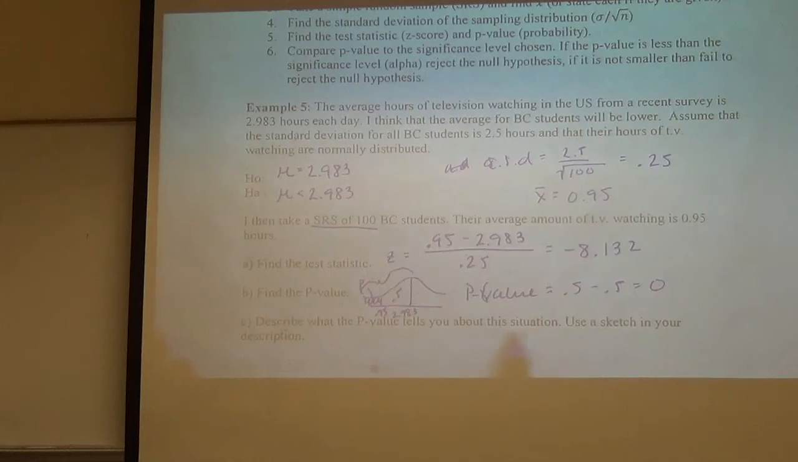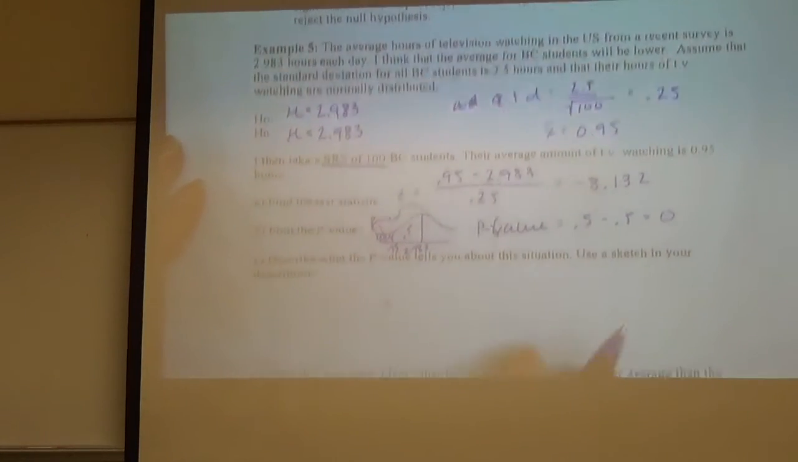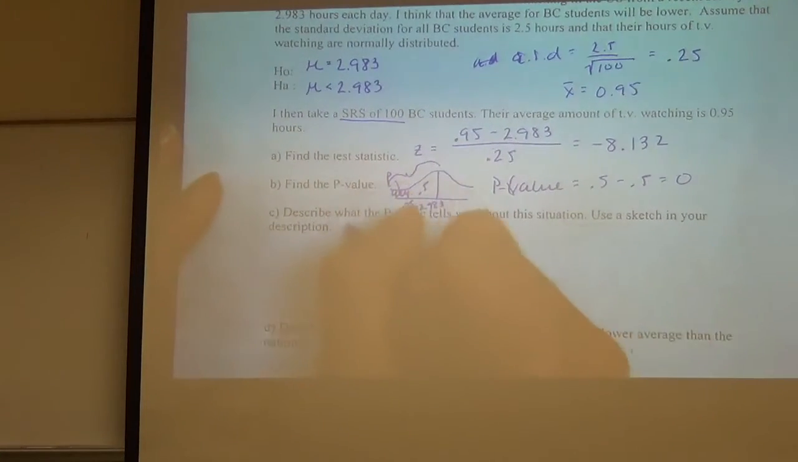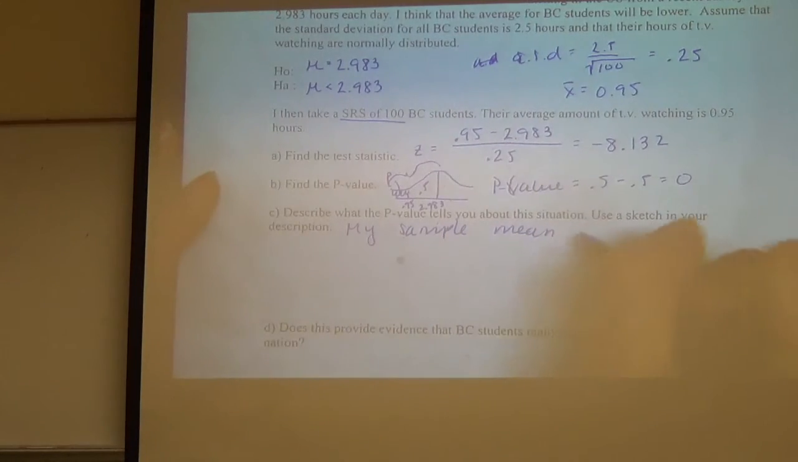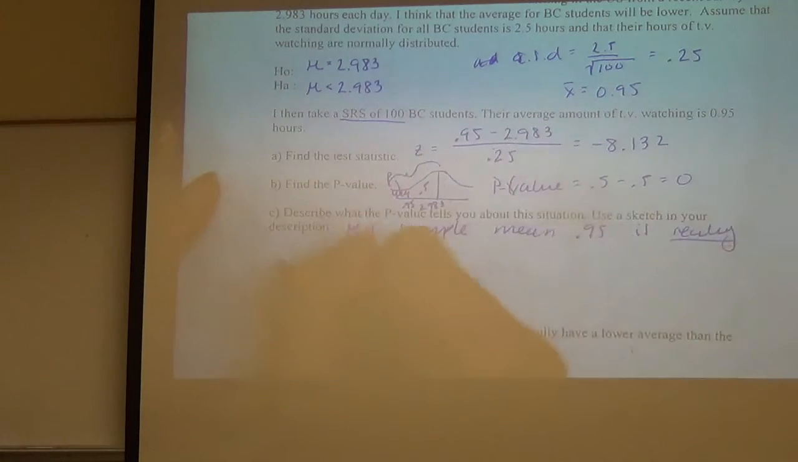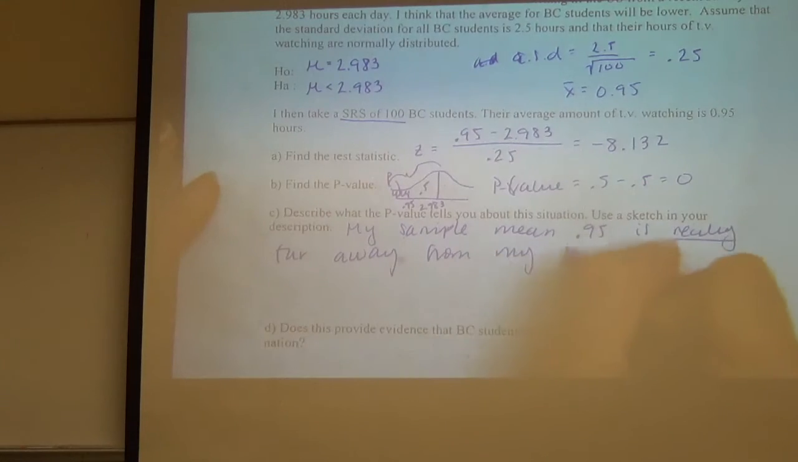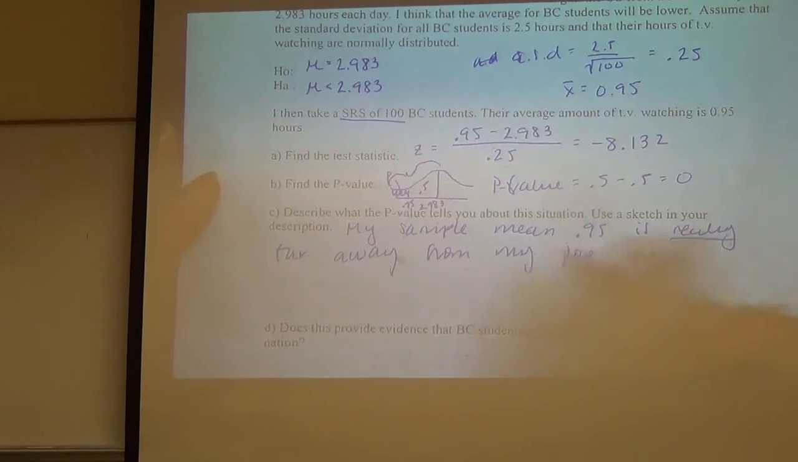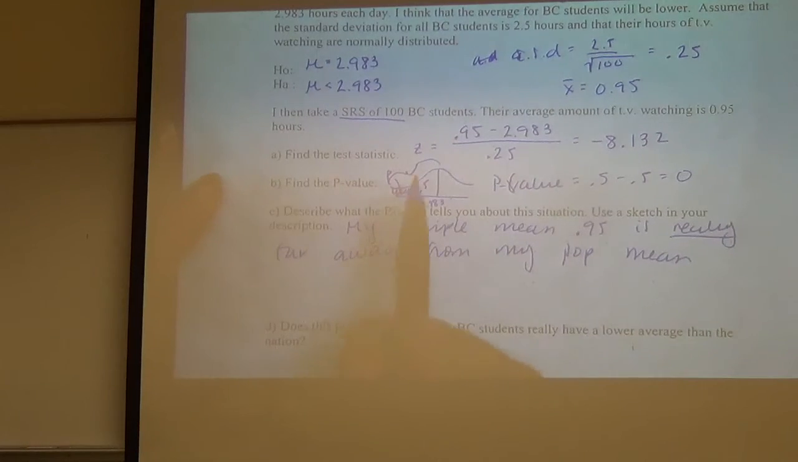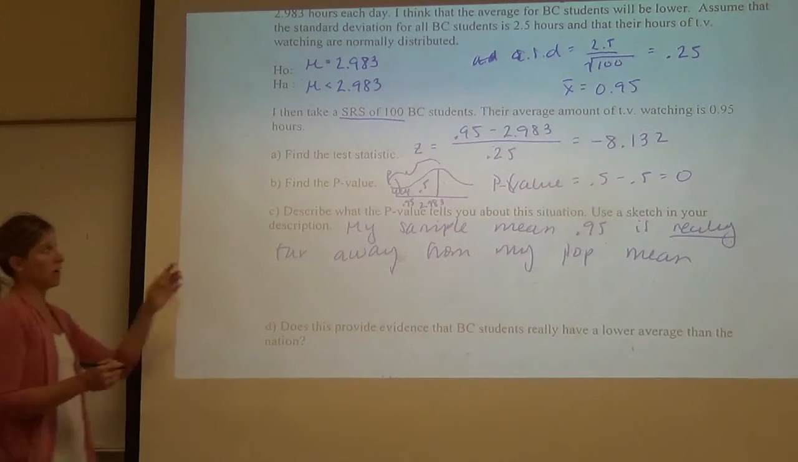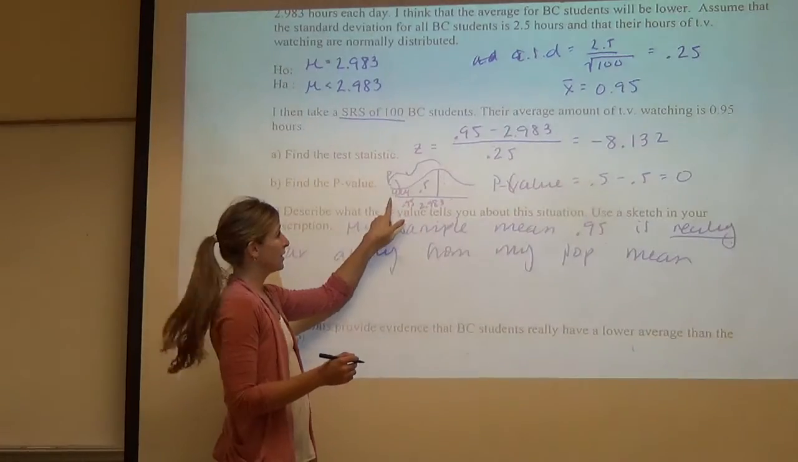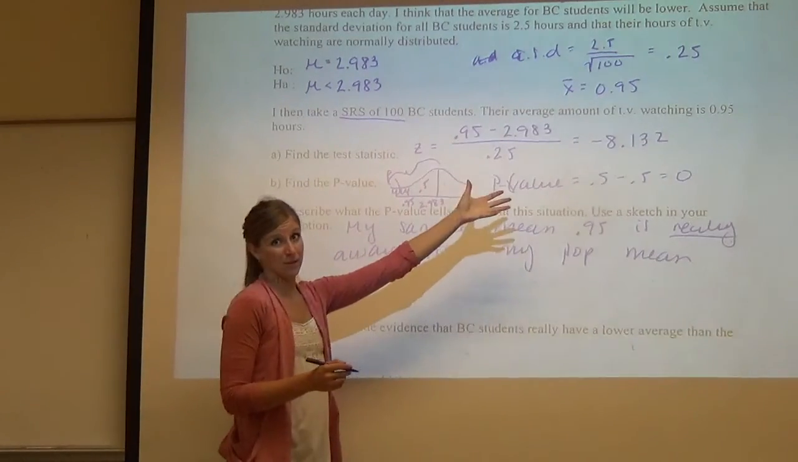Okay, describe what the p-value tells us in this situation. Use a sketch in your description. I have a sketch up here, and basically what this tells me is my sample mean, 0.95, is really far away from my population mean. This probability is so tiny that my sample mean has to be way far away for this line to be moved over so much that my area here is so small, about 0.